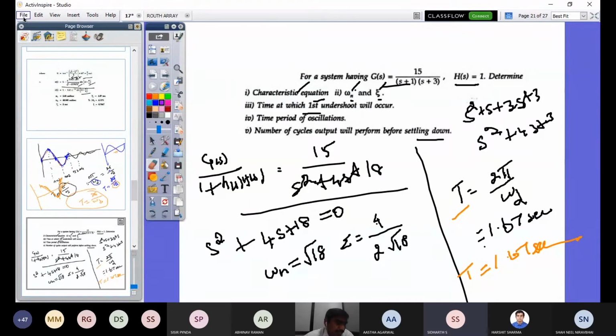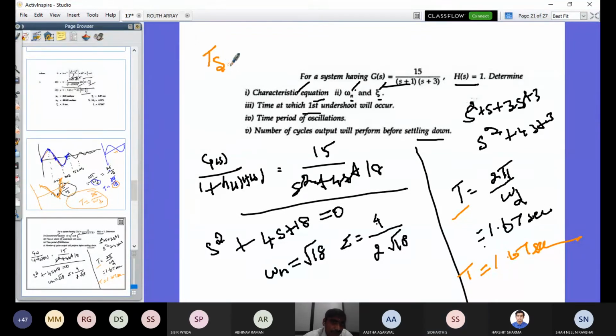First you can determine the settling time. What is the settling time, TS? 4 divided by zeta omega n. This is the settling time. What is the settling time? How much? 2 seconds here. Okay, 2 seconds.